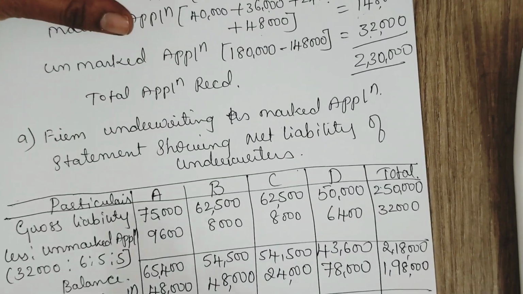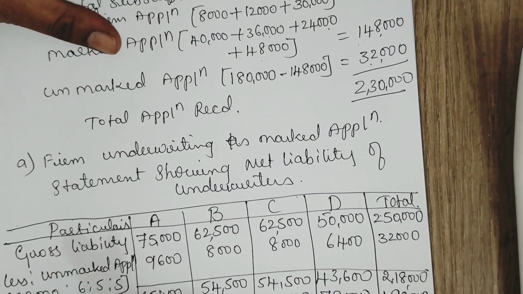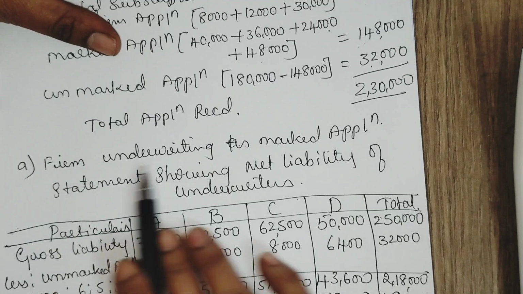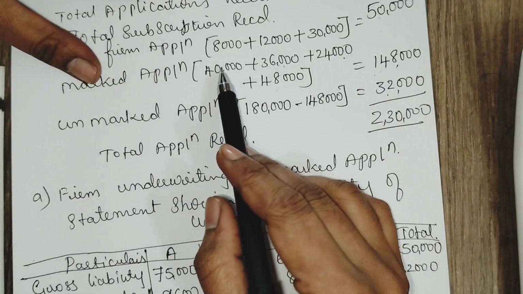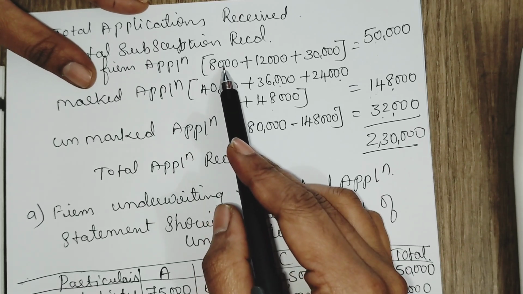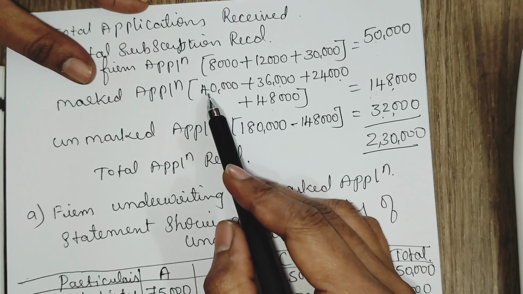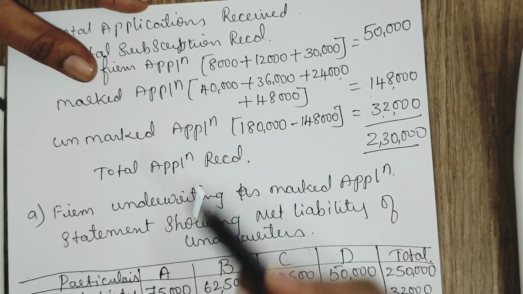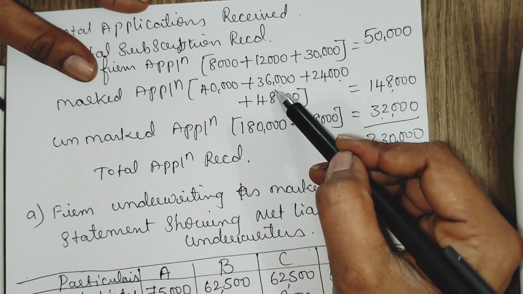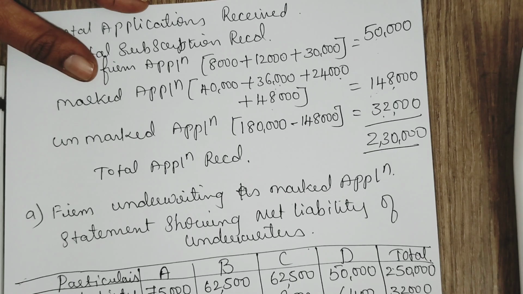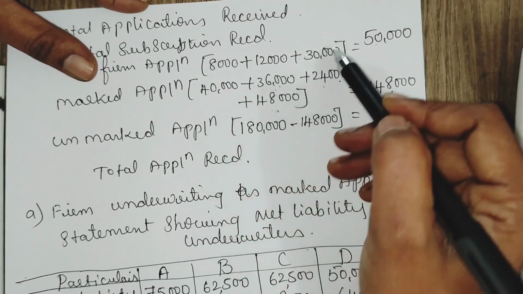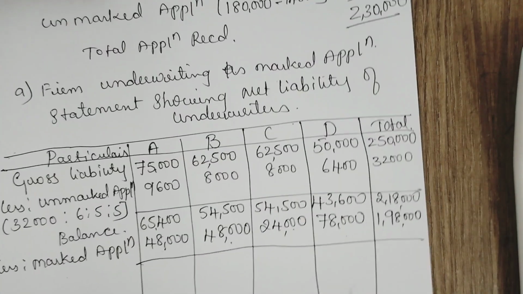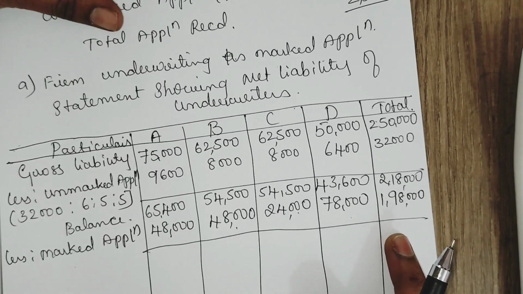Is it clear? Shall I repeat: because this is the case of firm underwriting treated as marked application, we add the firm underwriting, which has already been given, to the marked application. So 40,000 plus 8,000 is 48,000, 36,000 plus 12,000 is 48,000, 24,000 as it is because there is no firm underwriting for C, and for D it is 48,000 plus 30,000, 78,000. The total will be 1,98,000.